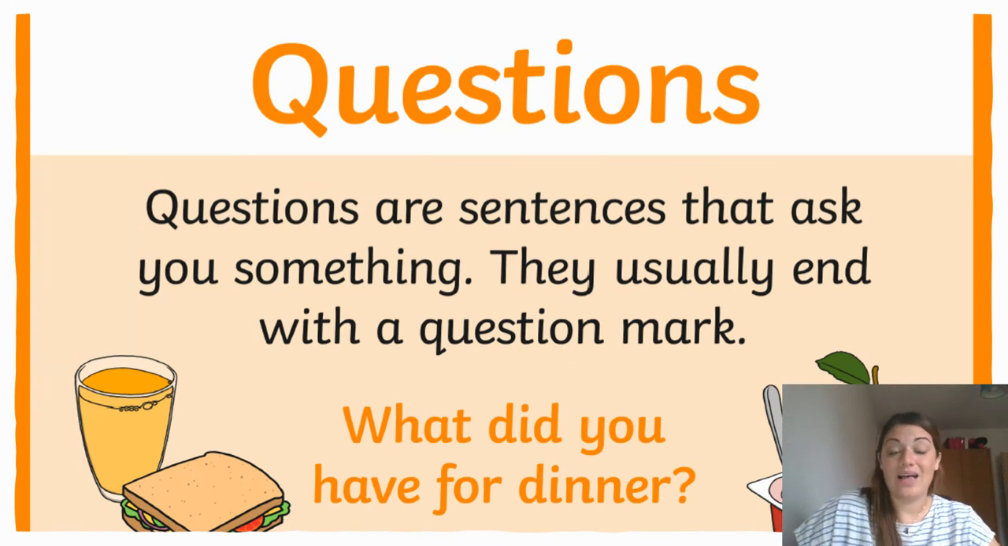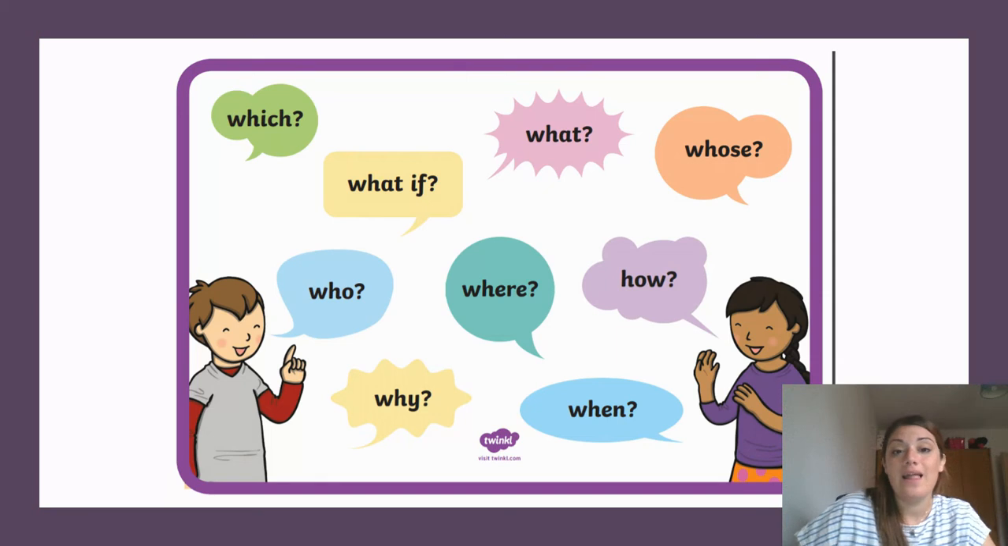And when we have open-ended questions, we usually have the following words, which are usually found at the beginning of the sentence. For example, which, what, whose, what if, where, how, why, when. And we're going to take a closer look at the following words.